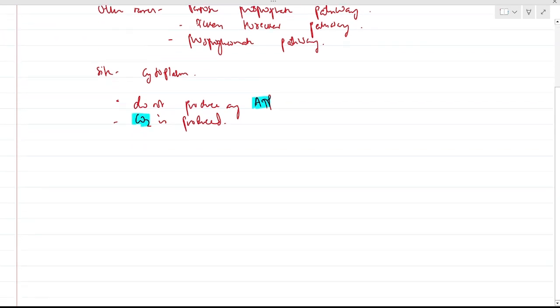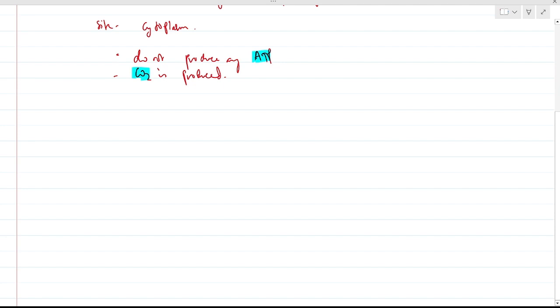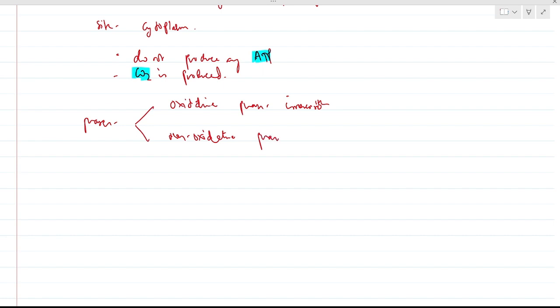Before going to the steps of this pathway, just know the phases of this pathway. There are two phases. The first phase is the oxidative phase, which is the irreversible phase. The next is the non-oxidative phase, which is reversible. Oxidative phase, first phase, irreversible. Non-oxidative phase, reversible. So let's start with the steps here.